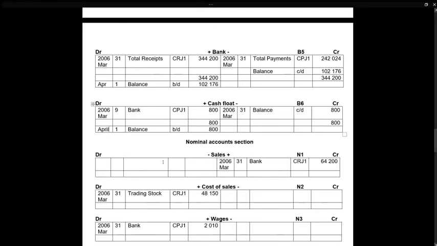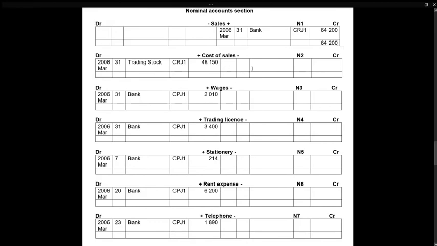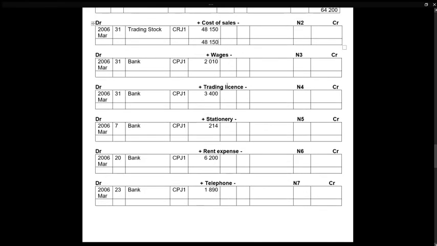There you go. Okay, so now nominal account section. There's a rule: if the one side's empty, you are allowed to only total. So this is going to go very easy. 64,200. There you go. Done with sales. Cost of sales. One side's empty, therefore I'm allowed to only total. Remember, you can only do this in your nominal account section.